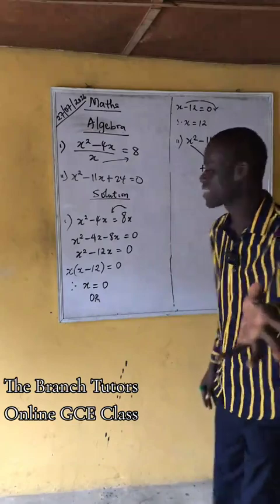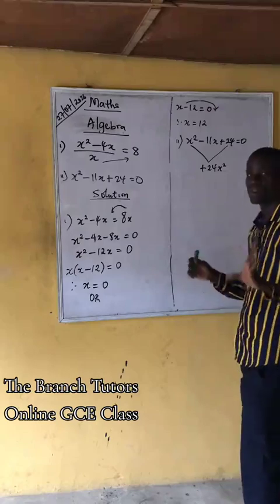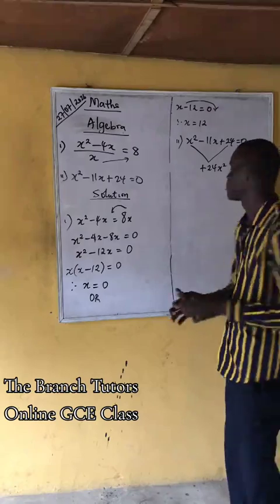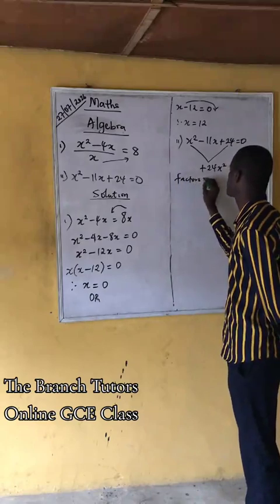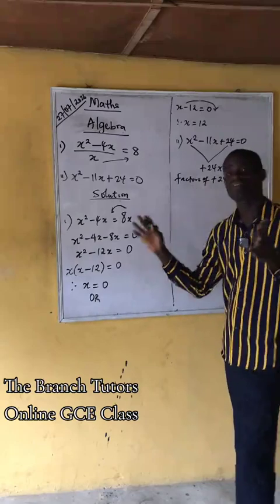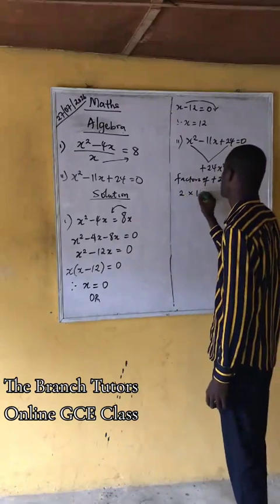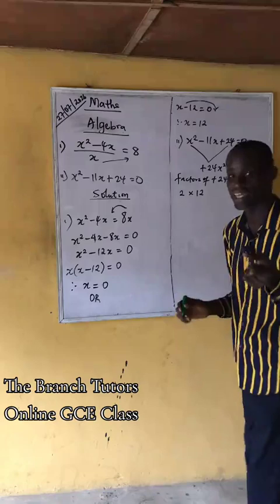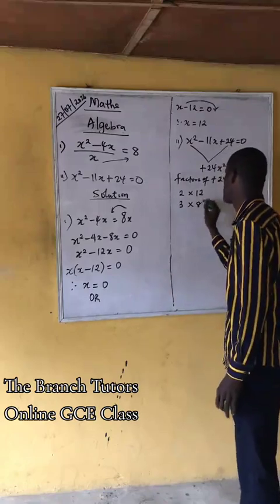I think there's a simple way you can do this. Let's write out the factors of 24. Look, factors of plus 24. What are the two numbers? Let's start from 2. 2 by 12. 2 multiplied by 12 will give you 24. What number again? 3 and 8. 3 multiplied by 8.